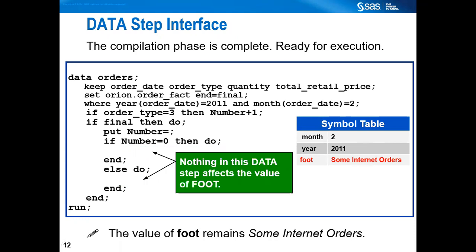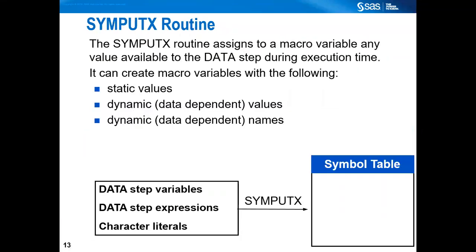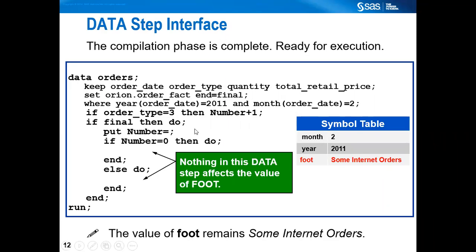Hence, now when compilation is over, your global symbol table currently has 3 macro variables from this data step, which is month, year, and foot, with foot having some internet order, which is a static value. Now when compilation is done and execution is performed, the value is still there. So even if it is order type 1, your footnote will still come with the value as some internet order. So it's not changing dynamically.